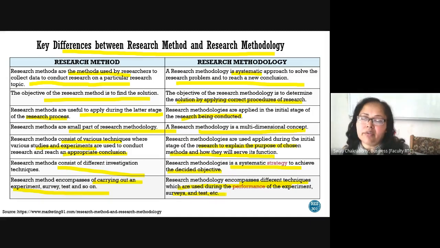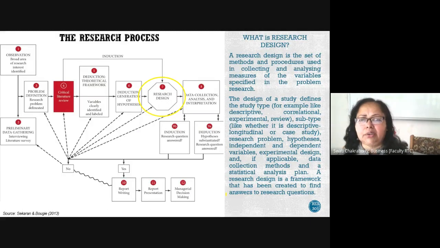So method is where we choose the technique, right? Choose the technique that we use in the research, and methodology is the logic behind choosing that method. So this is how the research process goes.